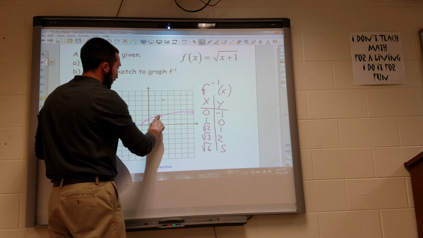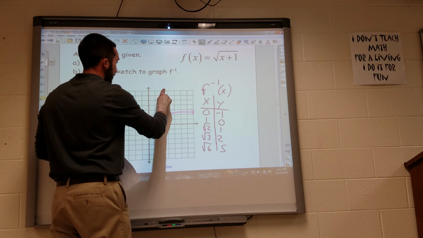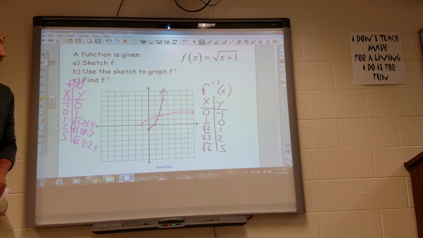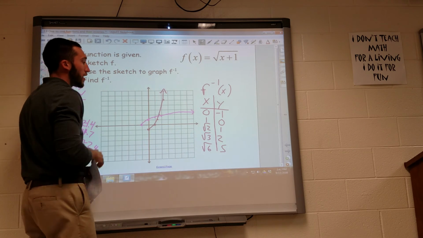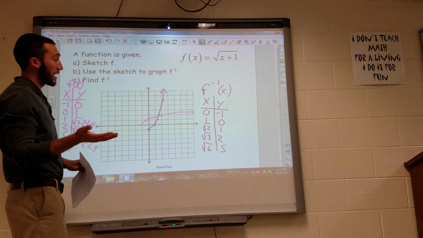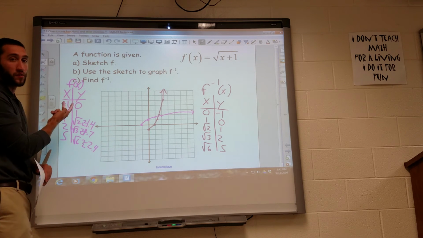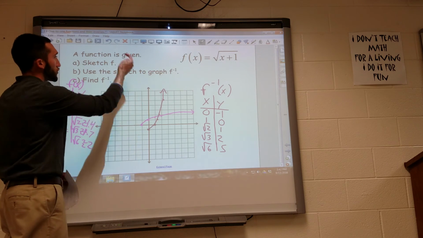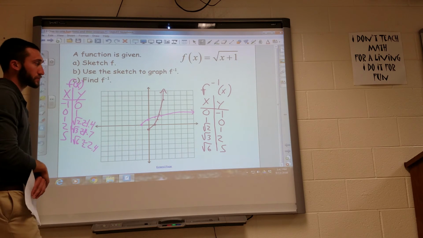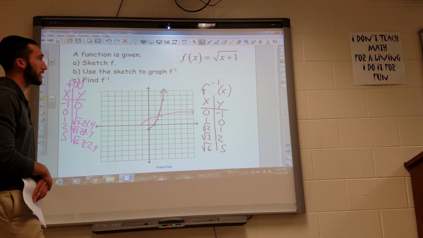So that one is going to look something like that. So we've basically flipped our f of x over the line y equals x, but if that's complicated for you, really all we did was interchange the x and y values to sketch f inverse just by looking at the sketch of f. Okay, so I just switched those functions around.